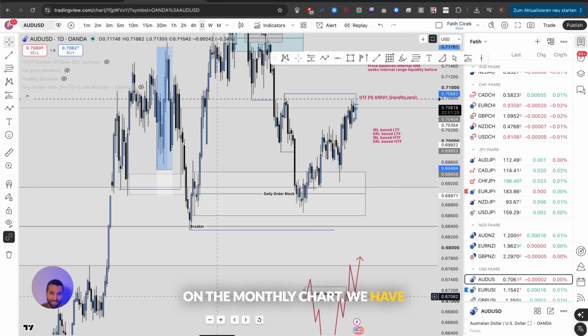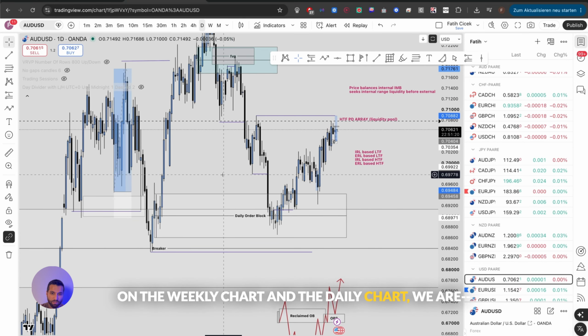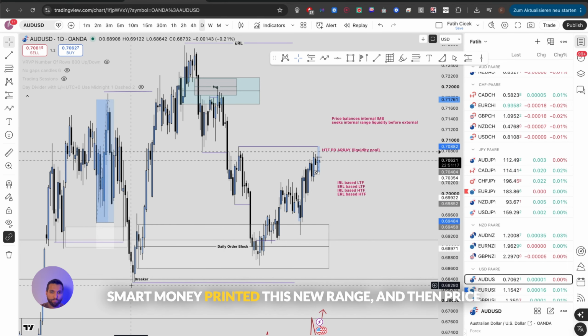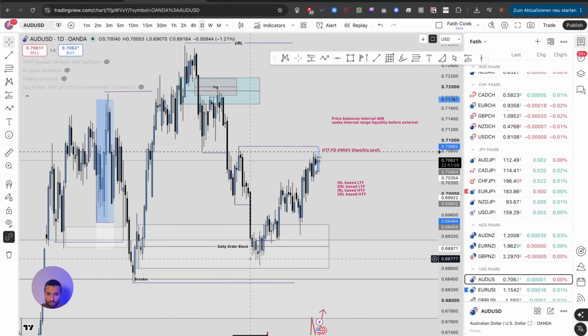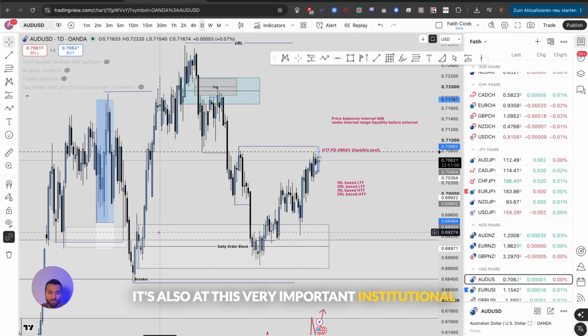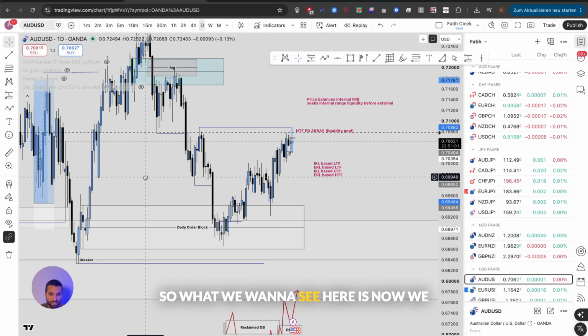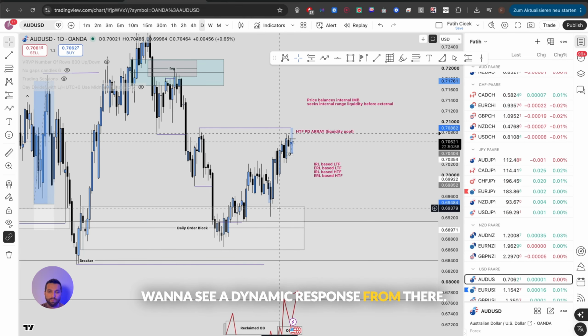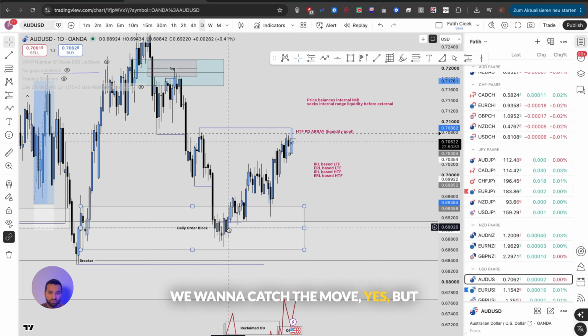On the monthly chart, we have retested the breaker block. On the weekly chart and the daily chart, smart money printed this new range, and then price arrived at a discount zone based on the daily chart. It's also at this very important institutional level, which is the daily order block. So what we want to see here is a dynamic response from there. We don't just want to enter into positions. We want to catch the move, yes, but we want to analyze price action in the lower time frames to execute. That is very important.